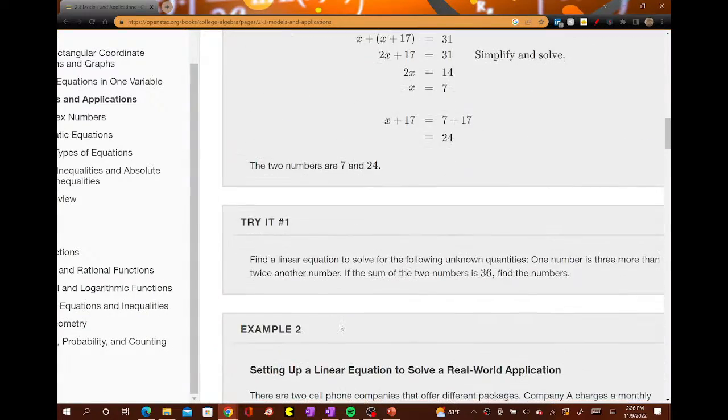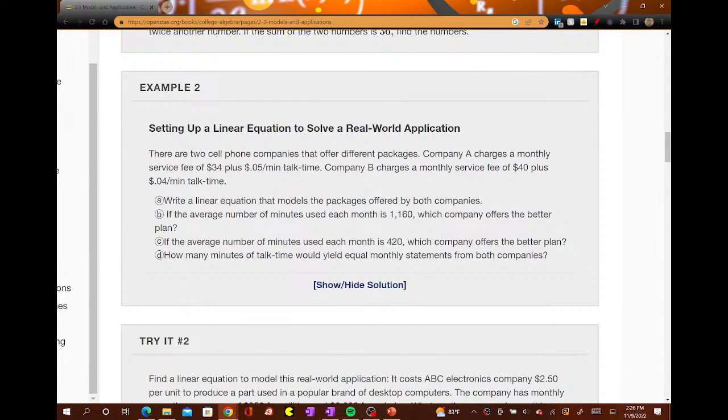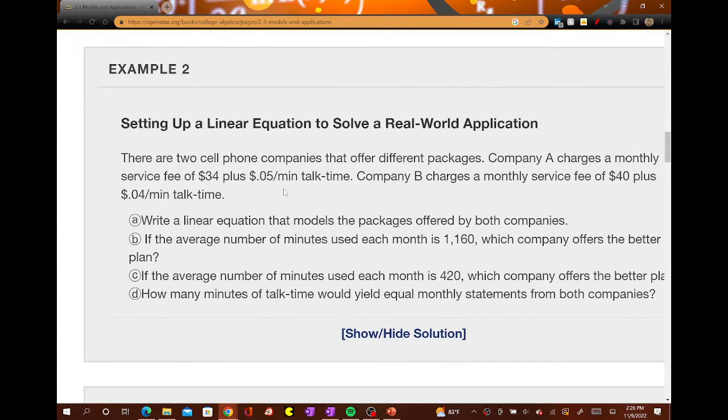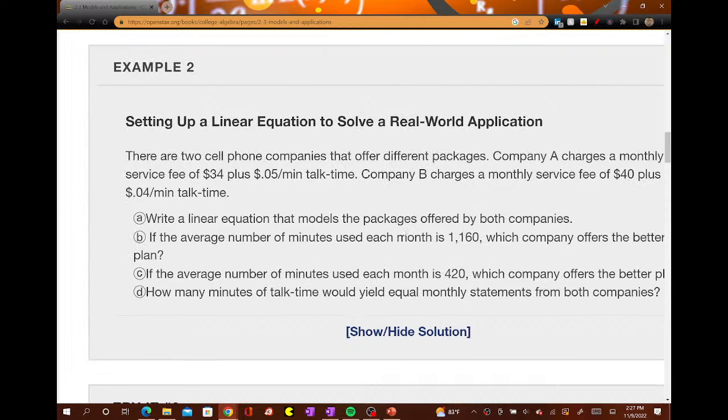Okay, and then let's look at setting up a linear equation to solve a real-world application. There are two cell phone companies that offer different packages. Company A charges a monthly service fee of $34 plus 0.05 per minute talk time. Company B charges a monthly service fee of $40 plus 4 cents per minute talk time. Write a linear equation that models the packages offered by both companies.